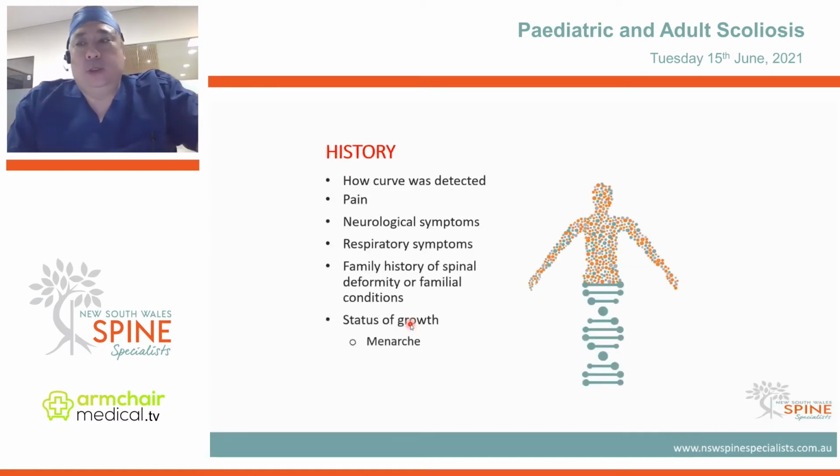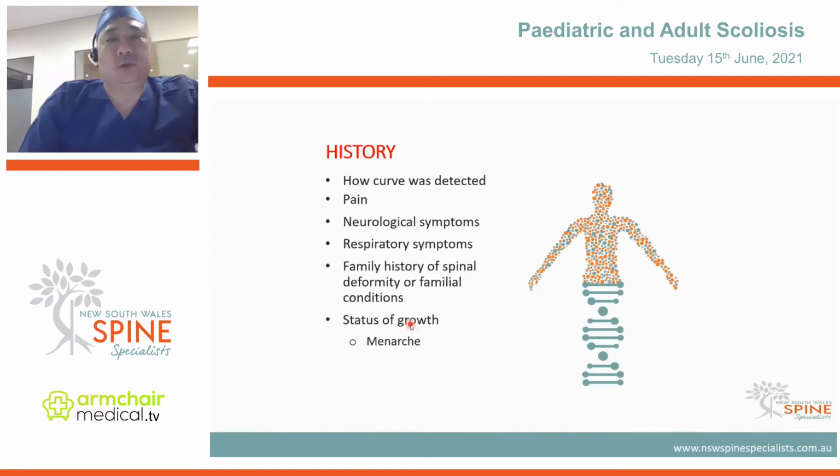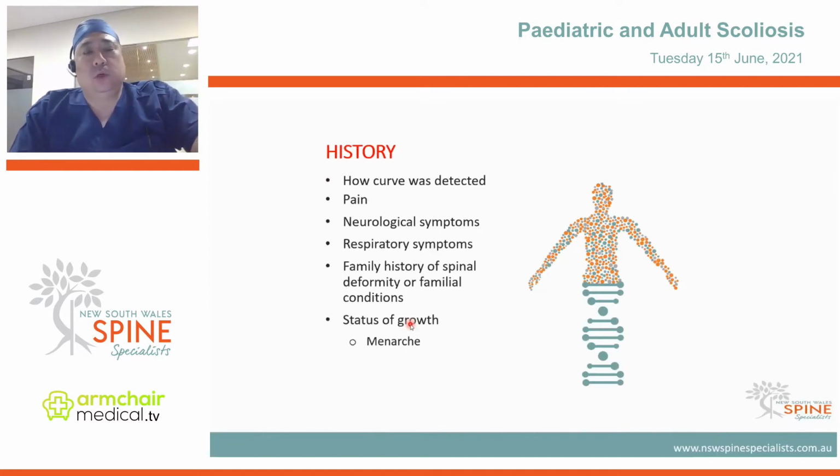Now, when you see a patient who has pediatric scoliosis, the important points in the history are usually how the curve was detected, and how recently it was detected. Often you'll find that over the summer months when the child is in swimming gear, or if they do dancing or different types of sport where posture is particularly important, somebody will notice a difference in their shoulder blades or shoulder height that then brings attention to the scoliosis.